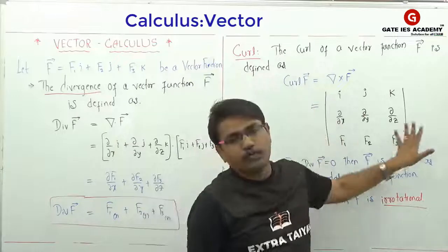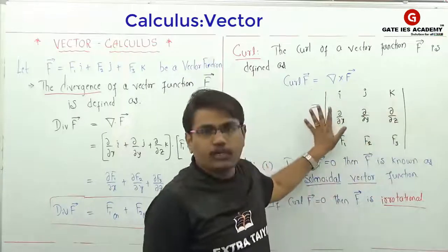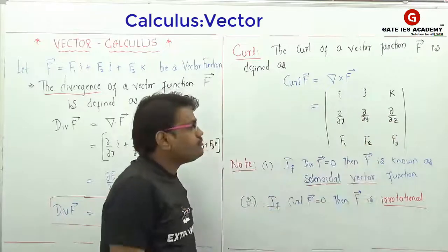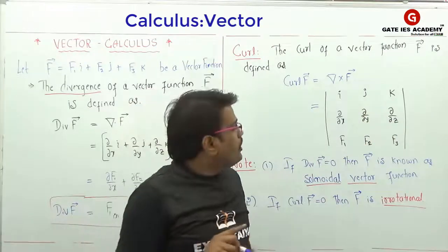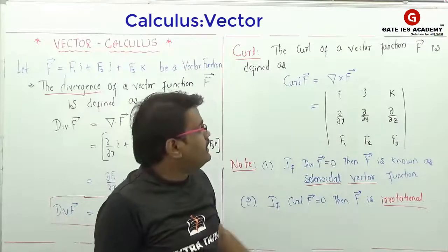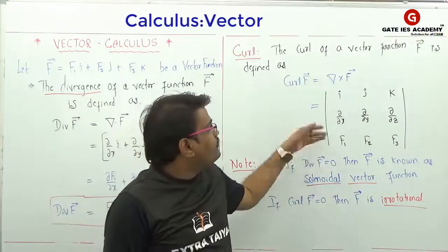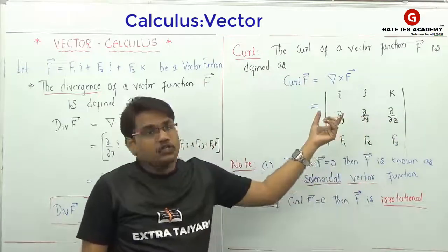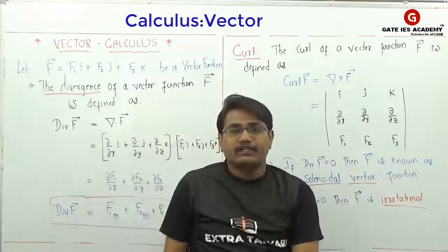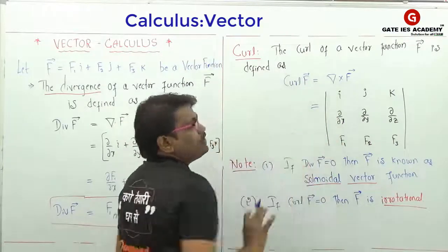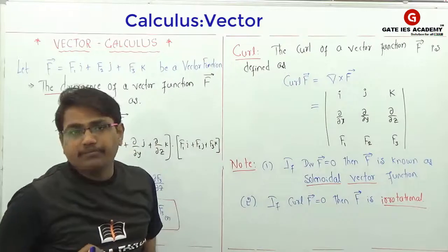Now take the cross product. So this is the cross product, and if you find the determinant of this one, it will always give me a vector quantity, because in the determinant you will be facing the i, j and k again. So that will be a vector function, right? So this is how to define the curl of a vector function.